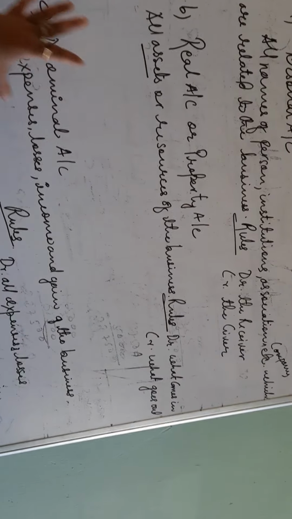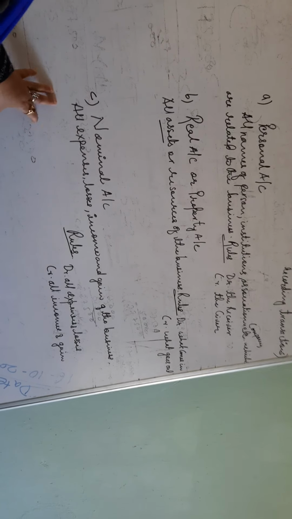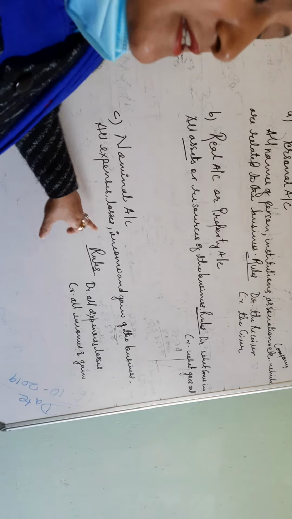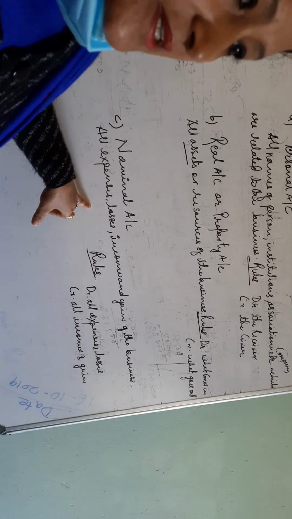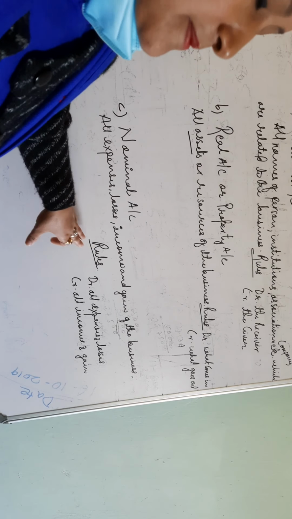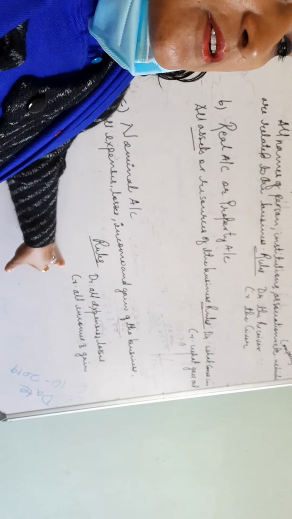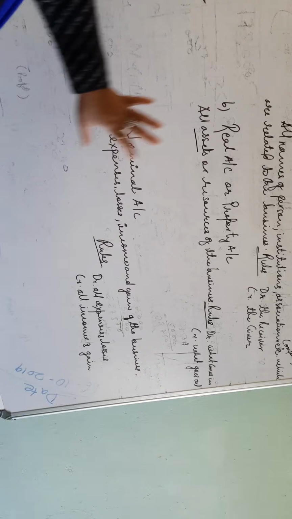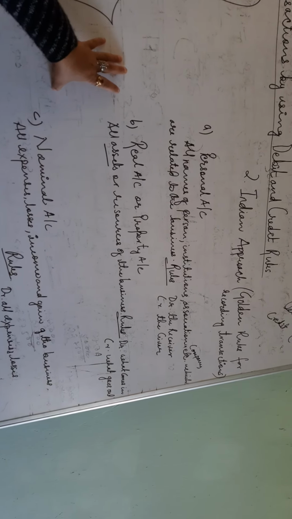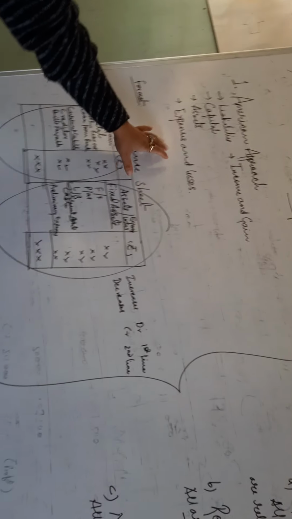Similarly, the nominal account includes all the expenses and losses, and income and gains of the business. Okay. And in the debit you will be writing all expenses and losses, and in the credit you will be writing all the income and gains. So in this way you can memorize the golden rules for recording the transaction. This is known as the Indian approach and the other is known as the American approach.